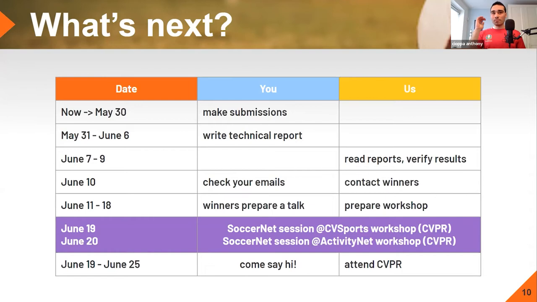The following week, we will take a few days ourselves to review the reports, and we will check the results. And finally, on June 10th, we will contact the winners so that they have approximately 1 week to prepare a small talk or a video, depending on whether or not they are attending CVPR. Then it will be time to officially present the winners and their solution in one of the workshops at CVPR. So on June 19, it will be the ActivityNet workshop, for action spotting, replay grounding, re-ID, and tracking.